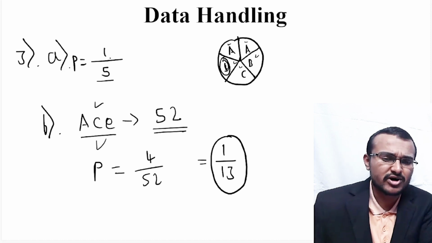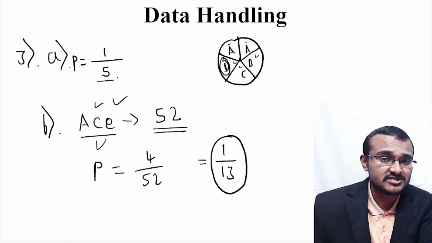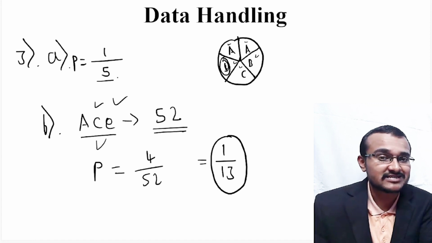So don't bother about this particular cards related question. You just bother about the concept: what is probability, what is event, what is outcome, and what probability you can calculate from the existing outcomes and event which is present. Only on these things you should focus.